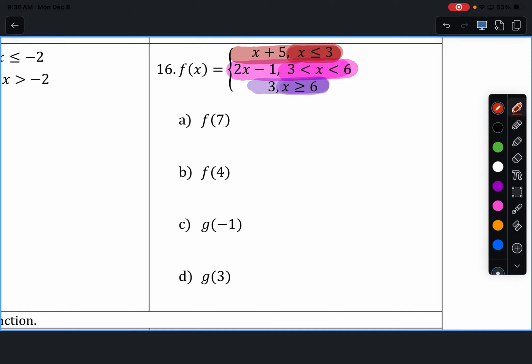That we use the third equation. So it equals 3, because 7 is greater than or equal to 6.